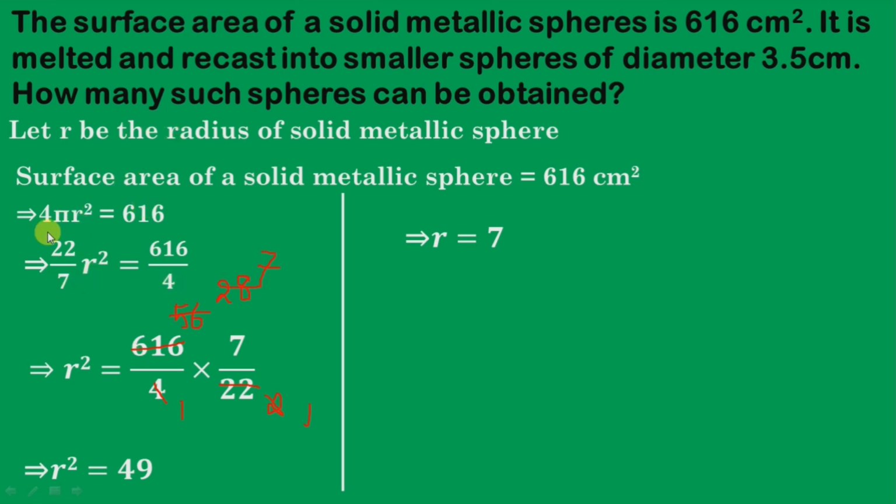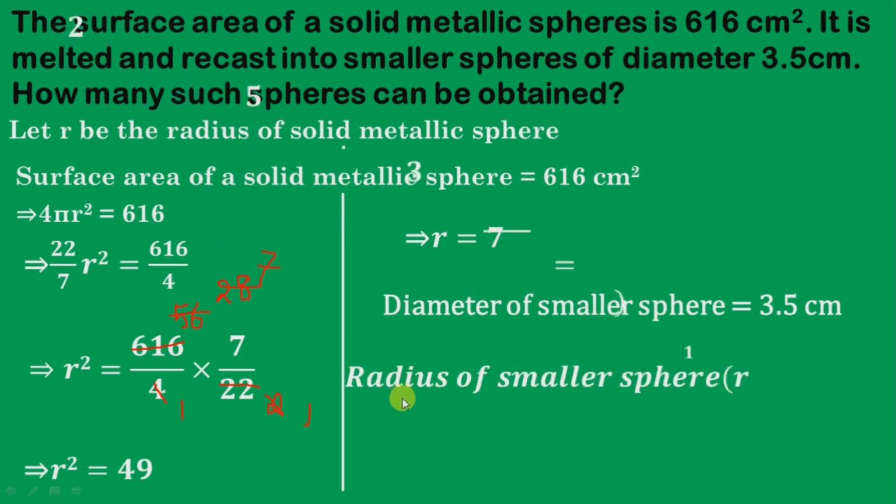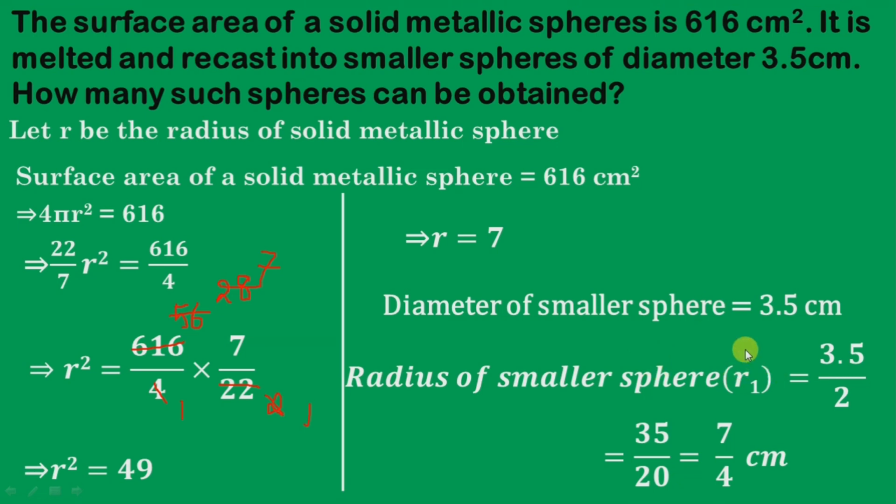So we got the radius of the big sphere is 7 centimeter. Diameter of smaller sphere is equal to 3.5 centimeter. The radius of the smaller sphere, which is denoted by r1, is equal to 3.5 divided by 2. 3.5 can be written as 35 by 10, because of this decimal. 5 7s are 35, 5 4s are 20, so it's 7 by 4 centimeter.